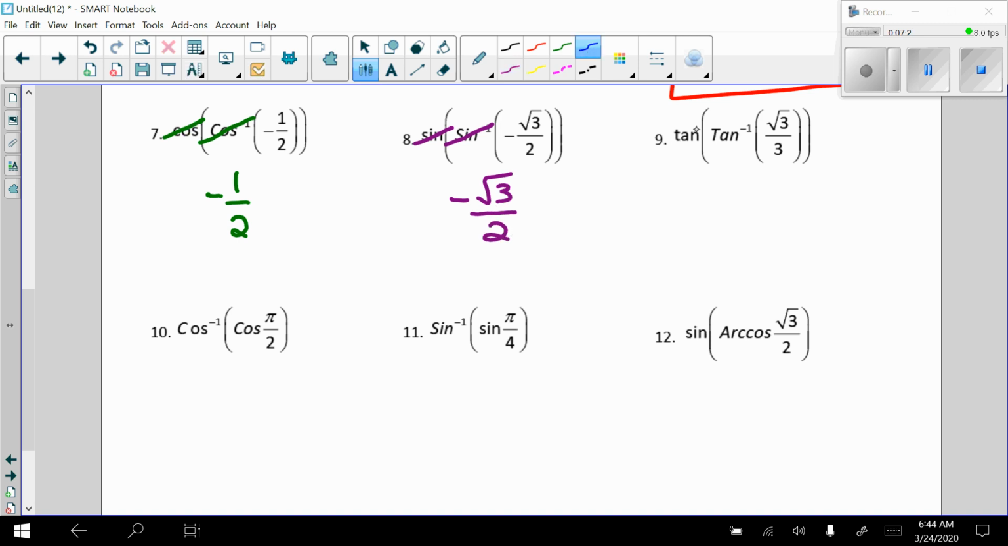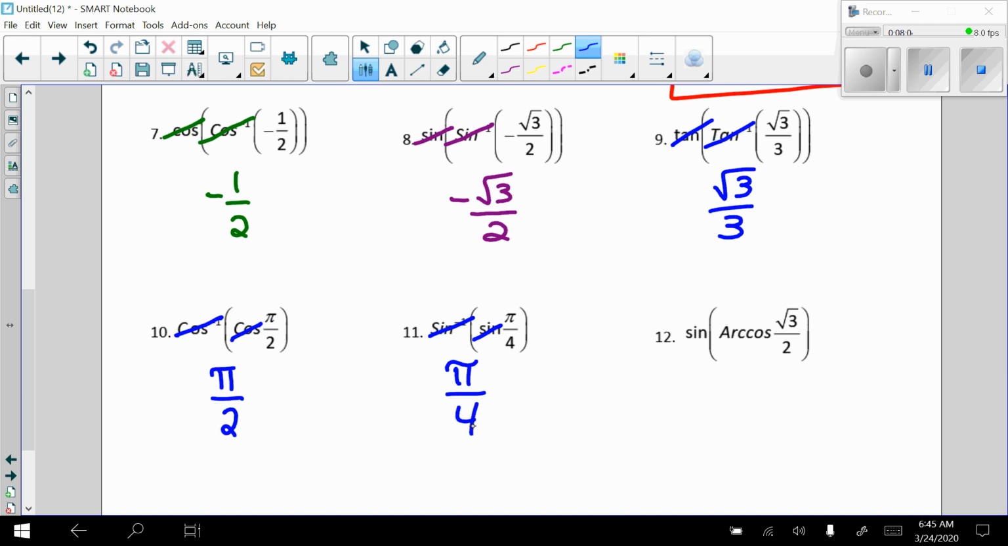And look at this one right here. Tangent of inverse tan, root 3 over 3. Those are simple, aren't they? Okay, same thing for number 10, but this time we have the inverse cosine on the outside and the cosine on the inside. That's okay. They still cancel each other out. They're still inverses. Number 11, easy peasy. Cross those two out. The inverse sine and the sine cancel each other, so we just get pi over 4.